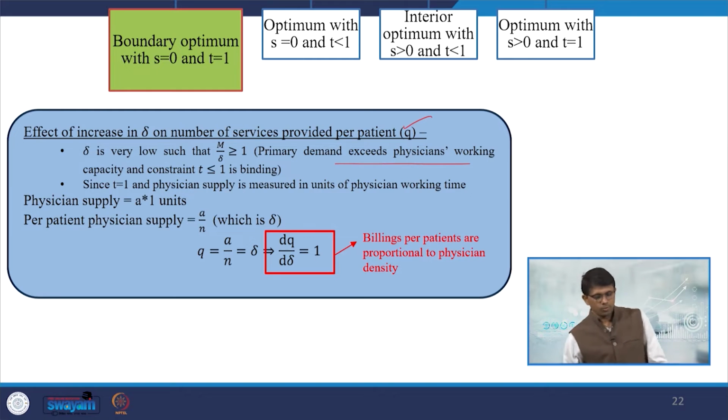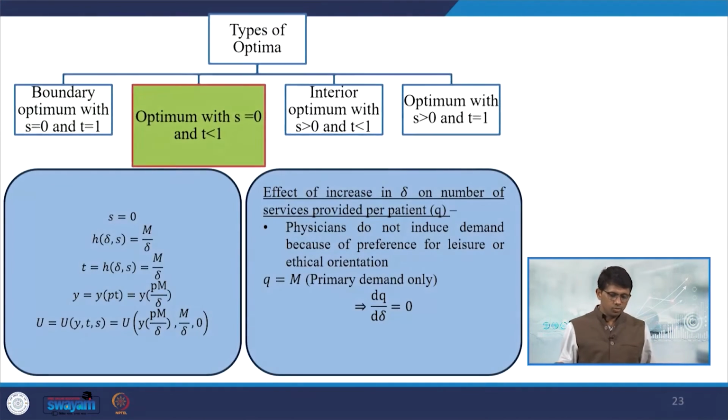That is precisely the delta. If you take dq by d delta, it is equal to 1. This means that the billings per patient are proportional to physician density. So, once the physician density increases, billing increases proportionally. This is basically the first one.